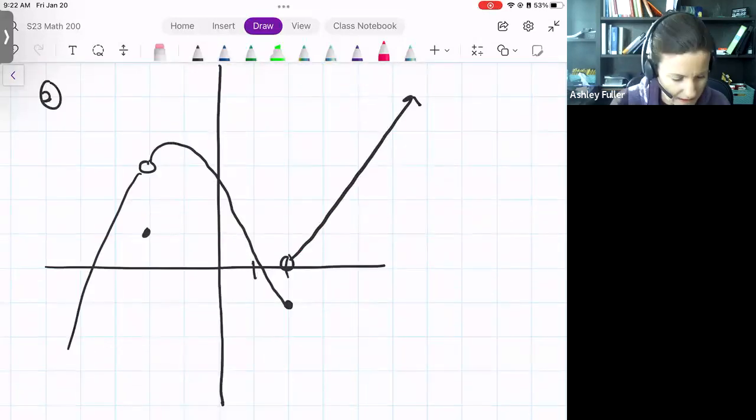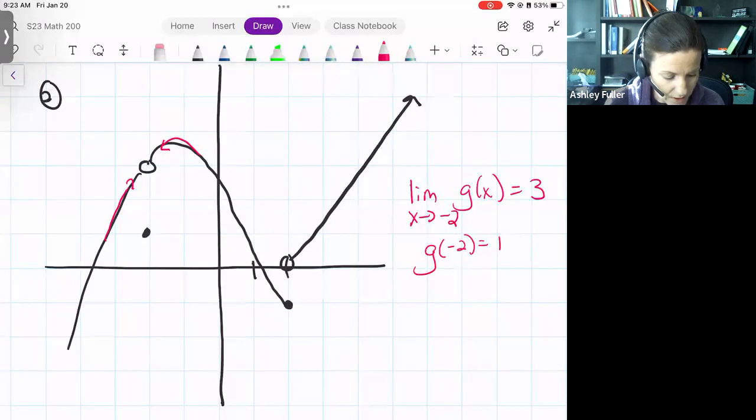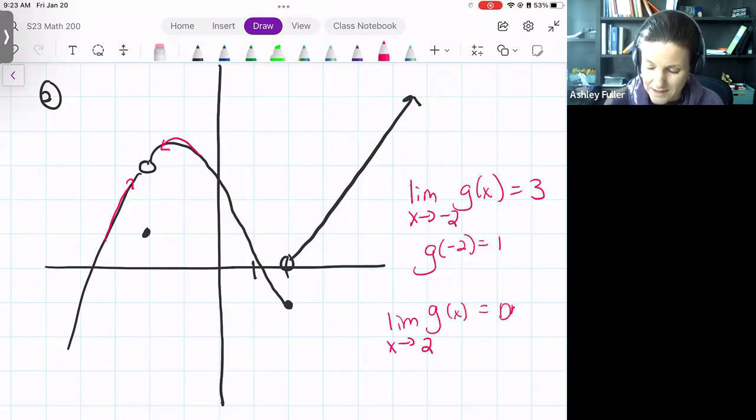Secondly, we can look at this one, and let's consider the limit as x approaches -2. We'll call this one g of x. As we approach from the left, it approaches 3. As we approach -2 from the right, it also approaches 3. So the limit is 3, even though the value of g of -2 is 1. Notice also that if we look at the limit as x approaches 2 of g of x, the limit does not exist because we are approaching different values from the left and from the right.